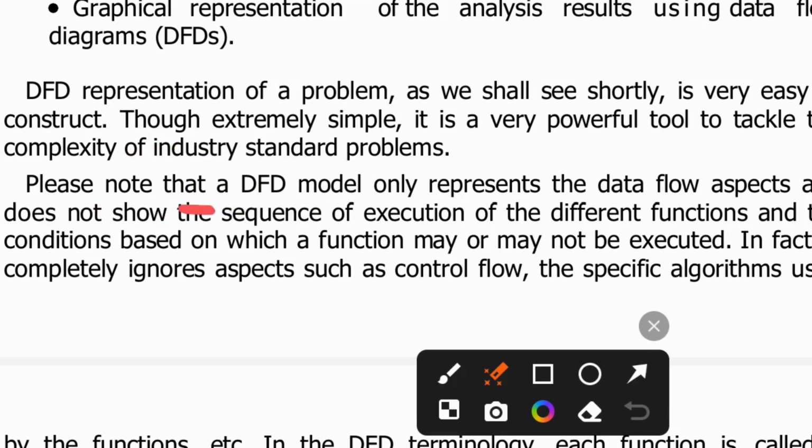Please note that the DFD model only represents the data flow aspects and does not show the sequence of execution of the different functions and the conditions based on which a function may or may not be executed. So it completely ignores aspects such as control and the specific algorithms.